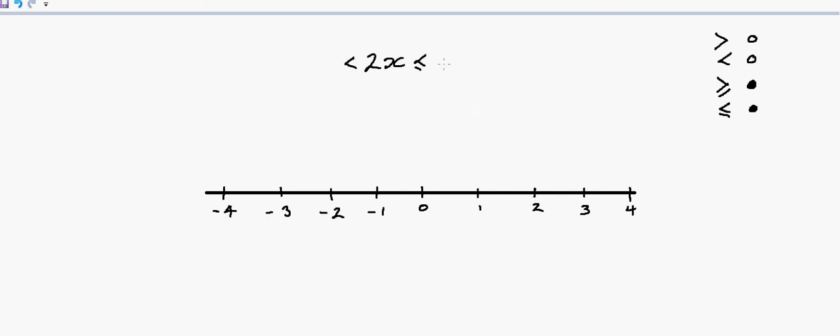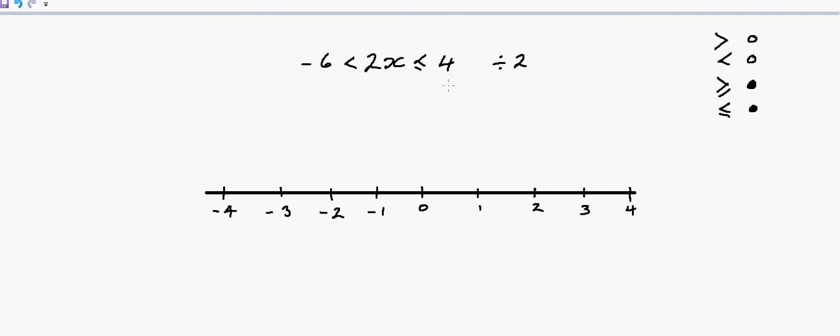Okay, and this is 4, and this is -6. Okay, we can't put that on the number line because we have 2x. So we need to divide that whole thing through by 2. If it was 3x, we divide the whole thing through by 3.